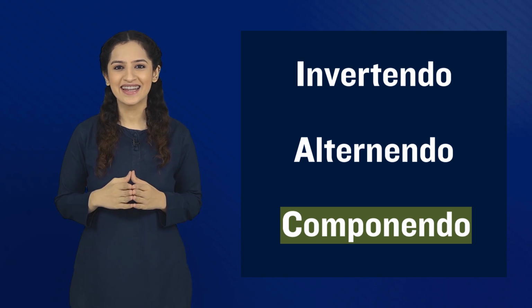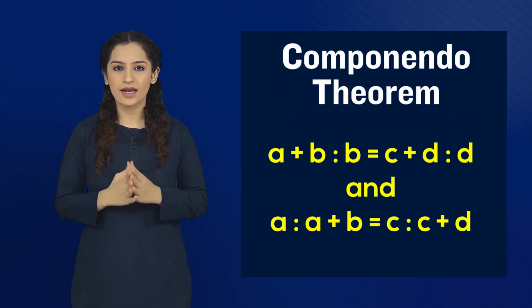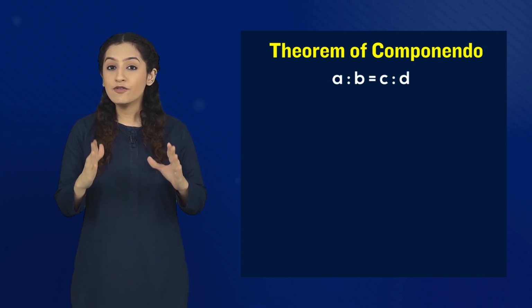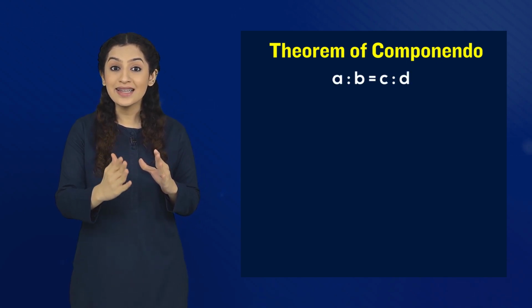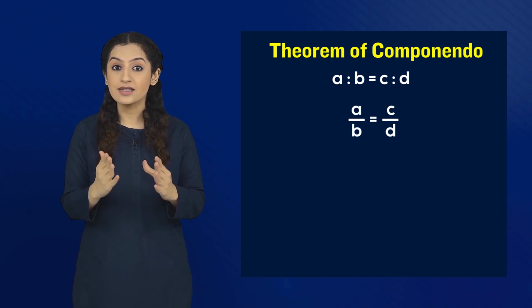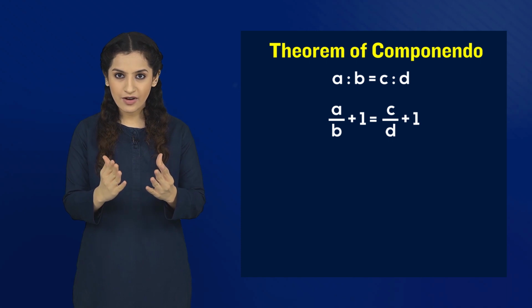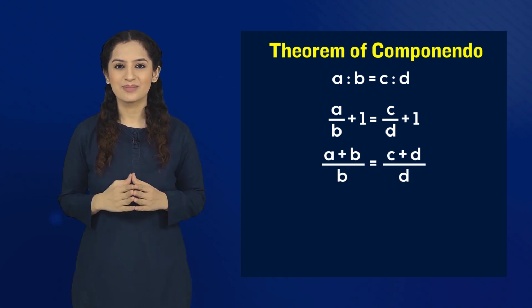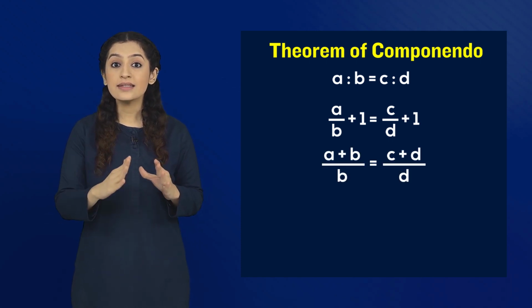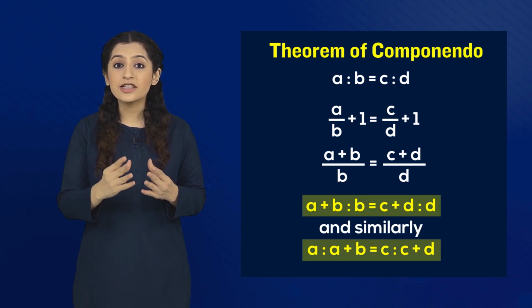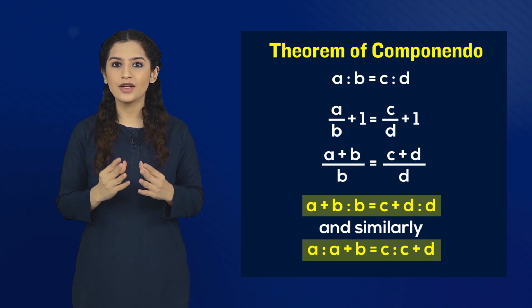Excuse me, please. Let me tell you how we get it. As always, we start off with this. If you don't mind, we will equate these ratios in the form of fractions. Now, add 1 to both sides. Simplify and you end up with this. Of course, these can be written back as ratios again. This new form is actually called the Theorem of Componendo.